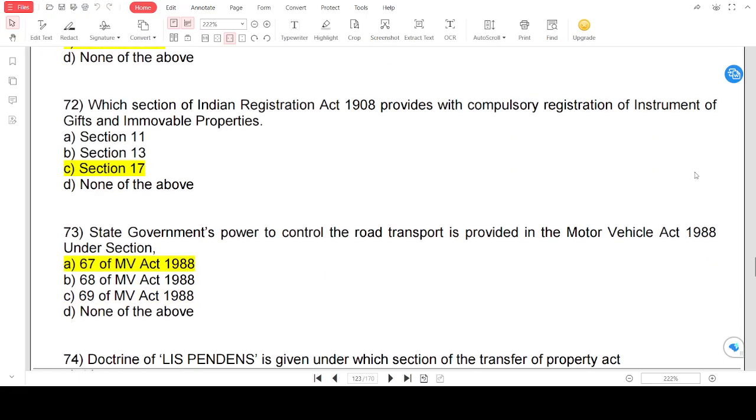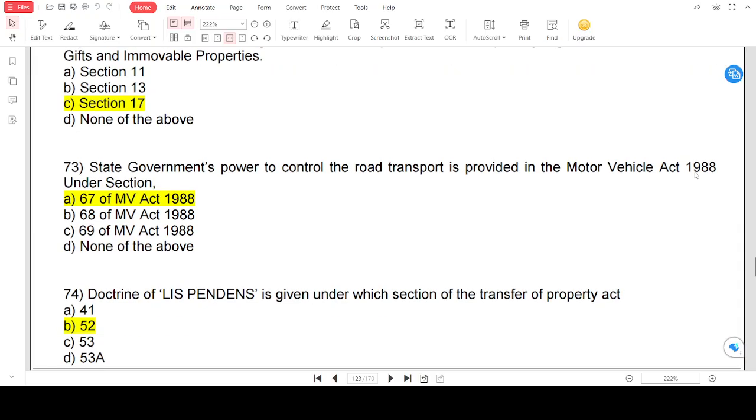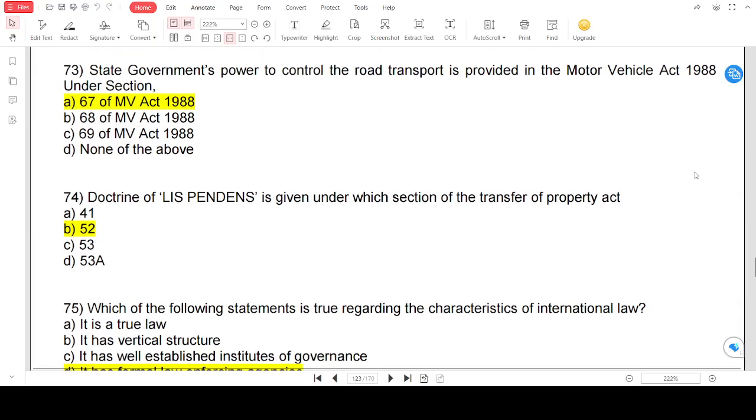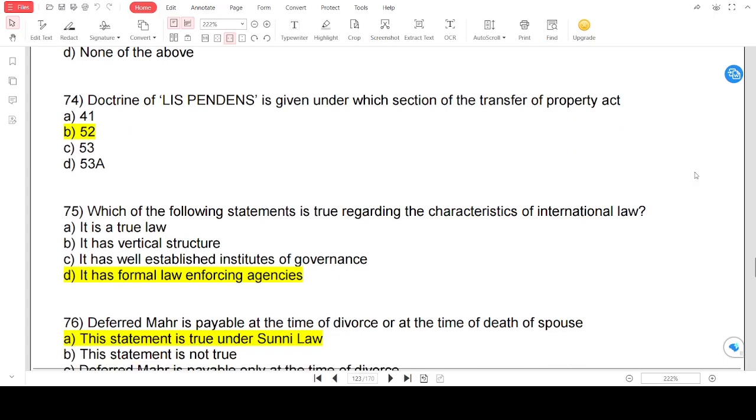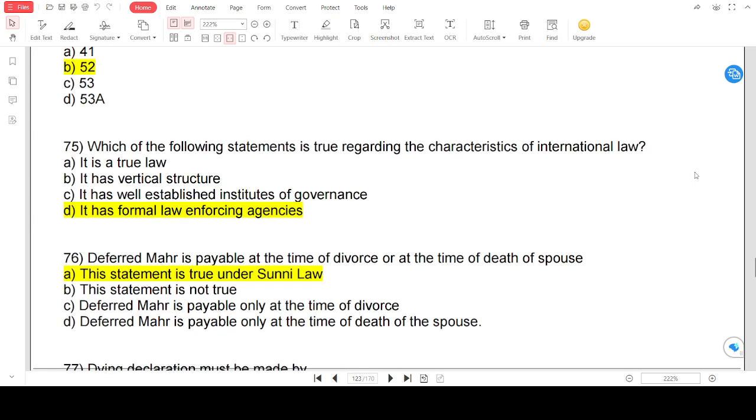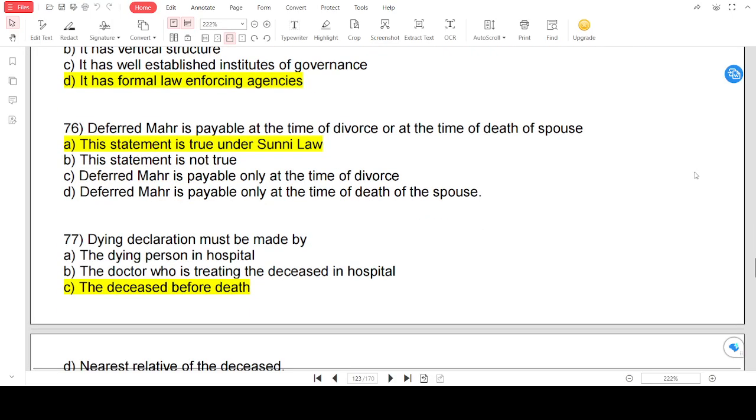Section 17. The state government's power to control road transport is provided in the Motor Vehicles Act 1988 under Section 67. The doctrine of lis pendens is given under which section of the Transfer of Property Act? 52. Which of the following statements is true regarding the characteristics of international law? It is formal law enforcing agencies. Deferred mehr is payable at the time of divorce or at the time of death of the spouse. It is true under Sunni law.